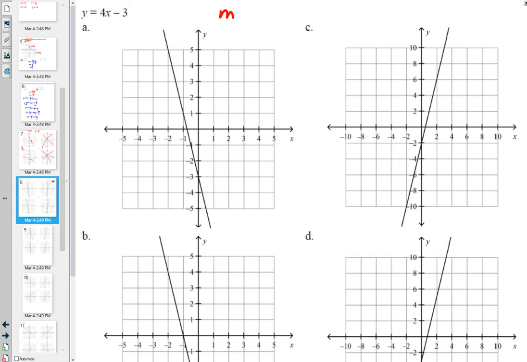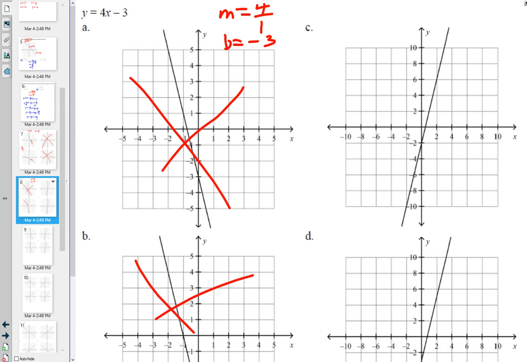What form is this in? Slope intercept. So which one of these has a slope of +4/1 and is crossing the y-axis at -3? Well, these two here have positive. Actually, no, I'm sorry, I want positive slopes. So these have negative slopes. So I know it can't be these two. It's between C and D.